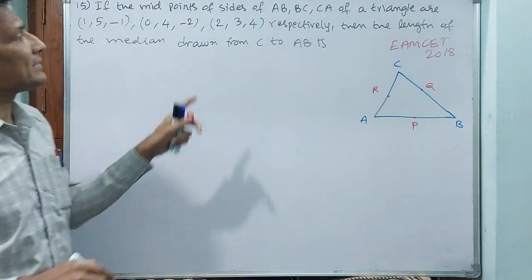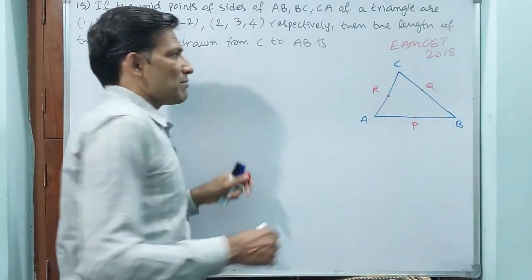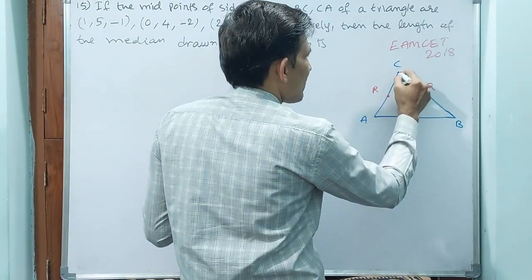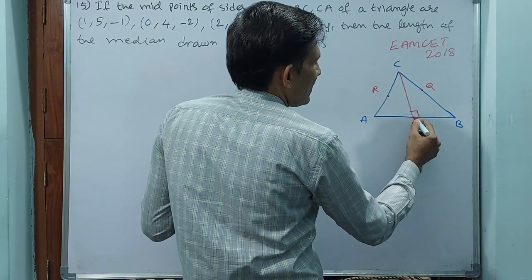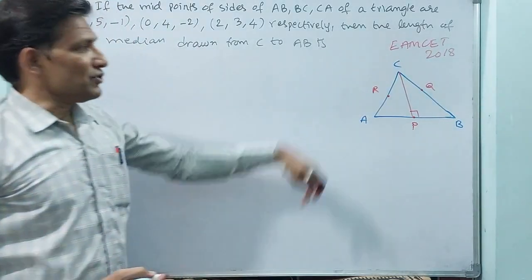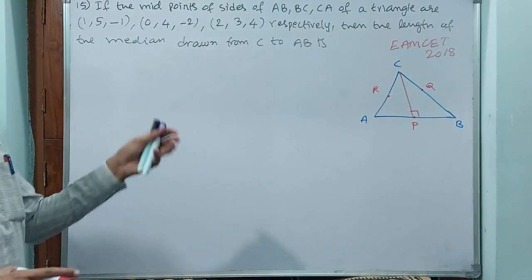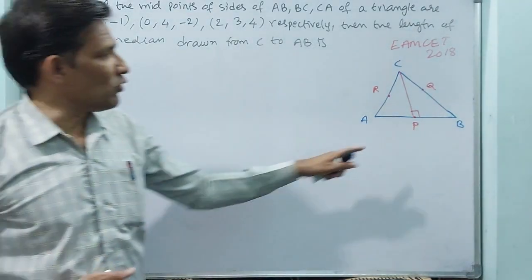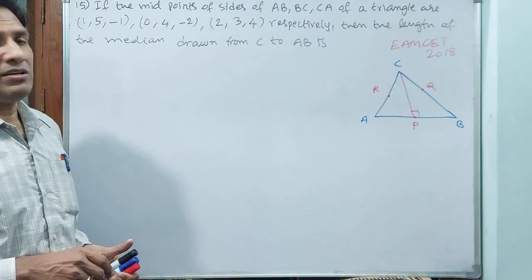Now what are they asking? Length of the median drawn from C to AB. That means AB is there, median you are drawing. Median you are drawing means it is going to touch AB at its midpoint. That means CP you have to find. Length of the median means CP. How are you going to find CP? Because P you know, but C you don't know. Is there any possibility of finding C?